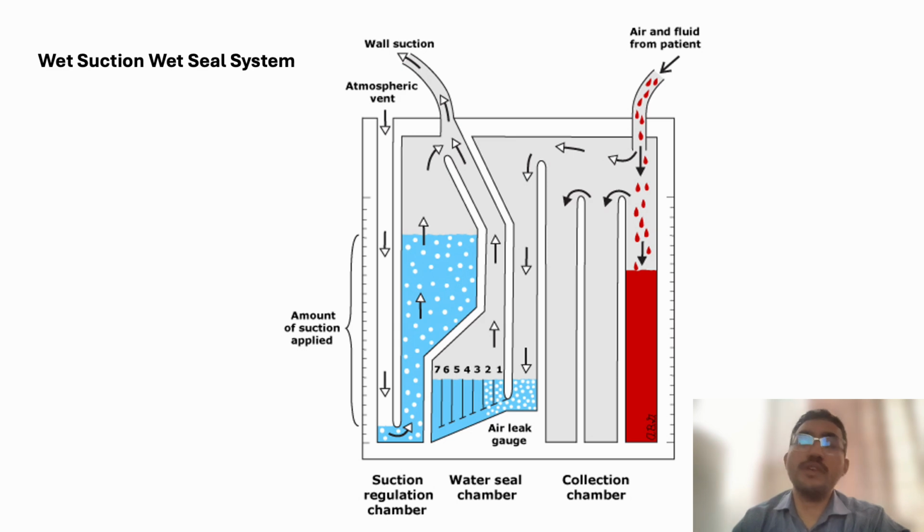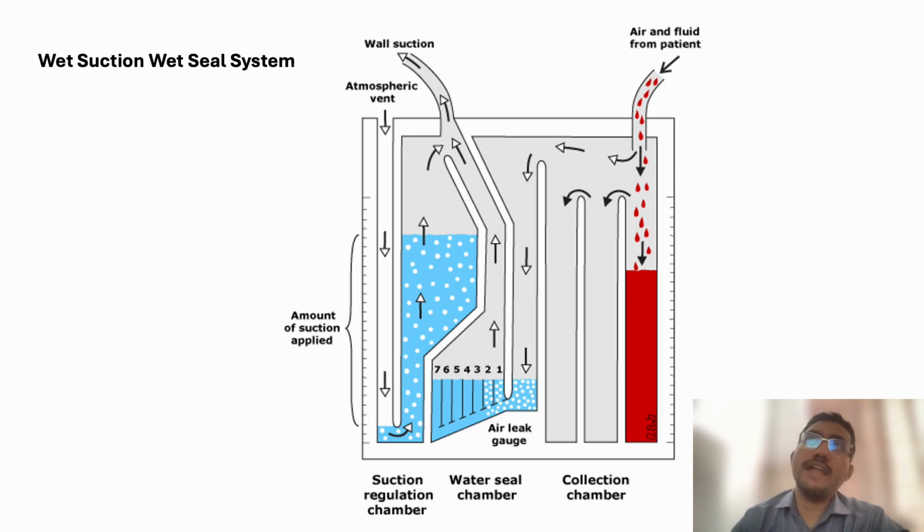So this was the system that we had used previously in our unit. This was a wet suction and wet seal system. Here this is a 3-chambered system. First the air and fluid from the patient goes into the collection chamber. This collection chamber may be either 2 or 3 chambers, or may also be a single chamber, and these chambers have markings for measuring the fluid that has been evacuated from the chest. And this chamber may either be a small volume mini drainage system of less than 50 ml, or even a large volume of up to 2500 ml.